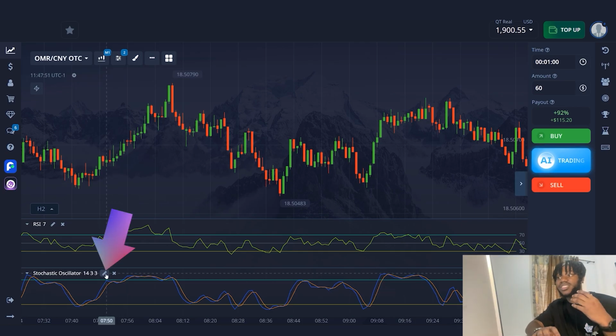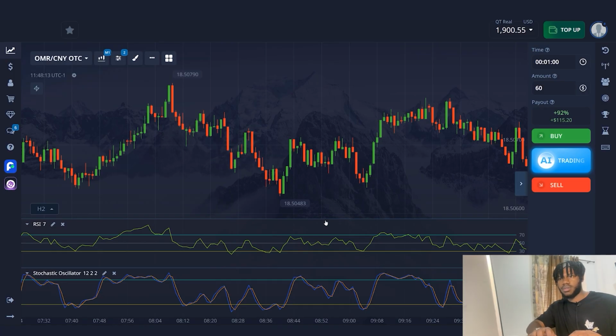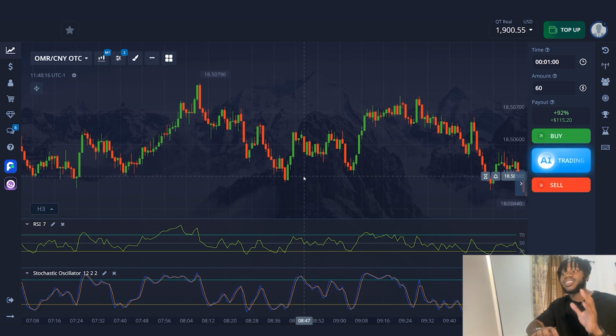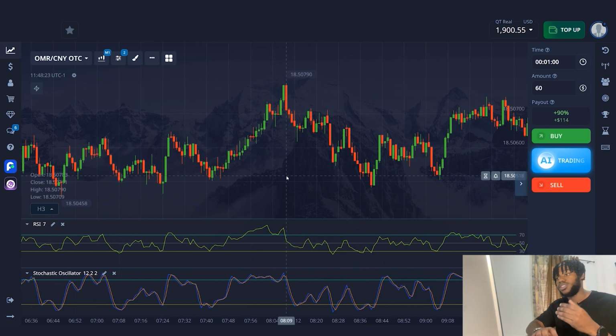Now, let's set up the stochastic oscillator. I'm going to reduce the K period to 12, the D period will be 2, the smoothing period will be 2, and the type will remain SMA. Alright, now this completes the settings. I'm sure that you will like this strategy and you will use it often.